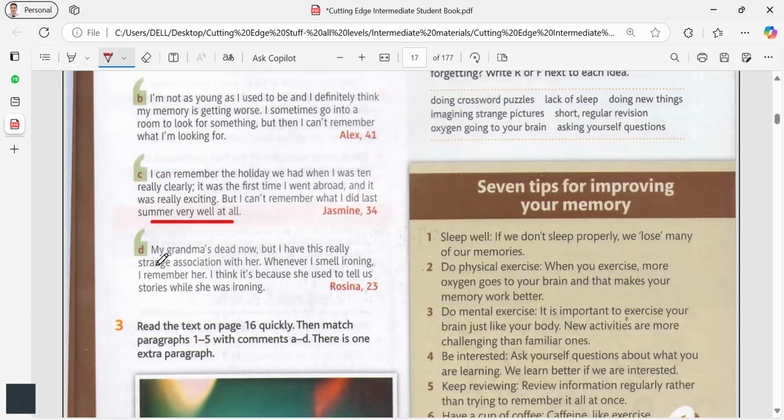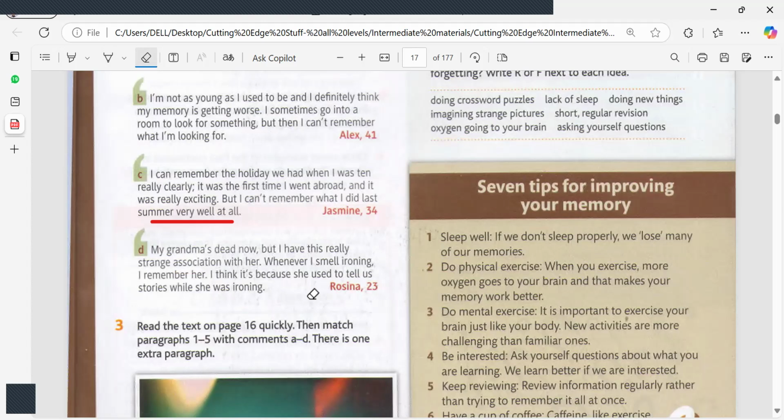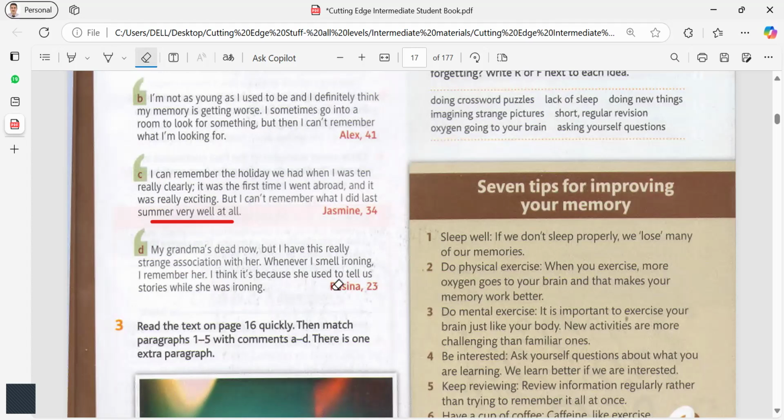My grandma did not, but I have this really strange association with her. I remember her, I think, because she used to tell us stories while she was ironing. Ironing means pressing clothes. No, for me no. When you smell something, it helps you to remember some people.